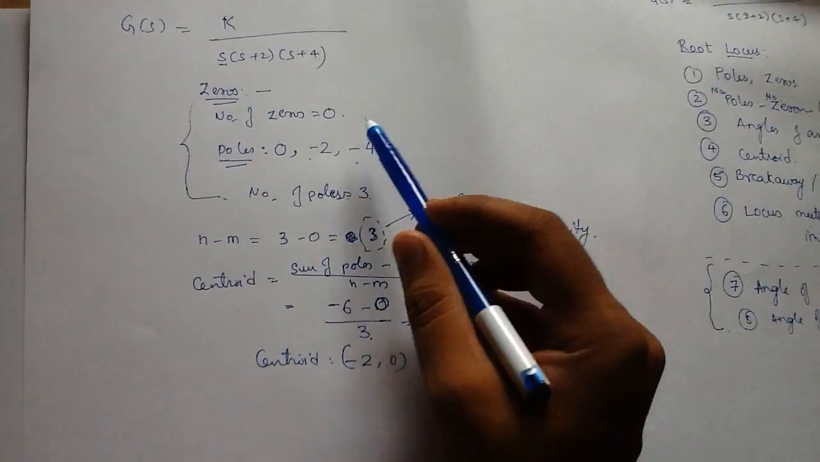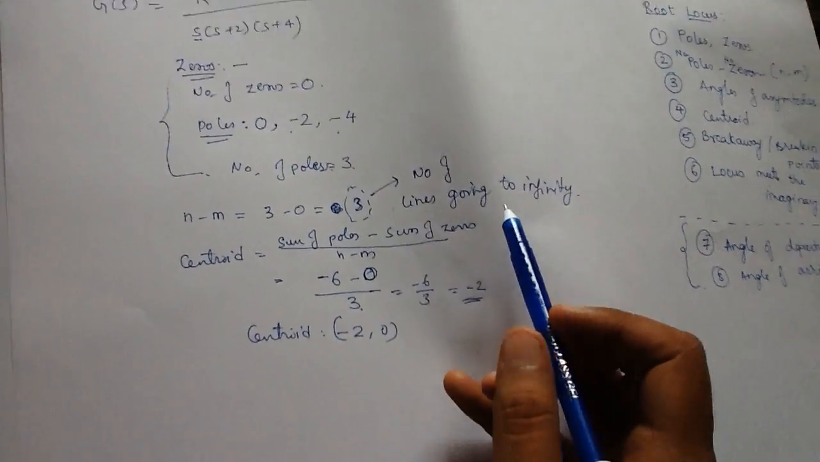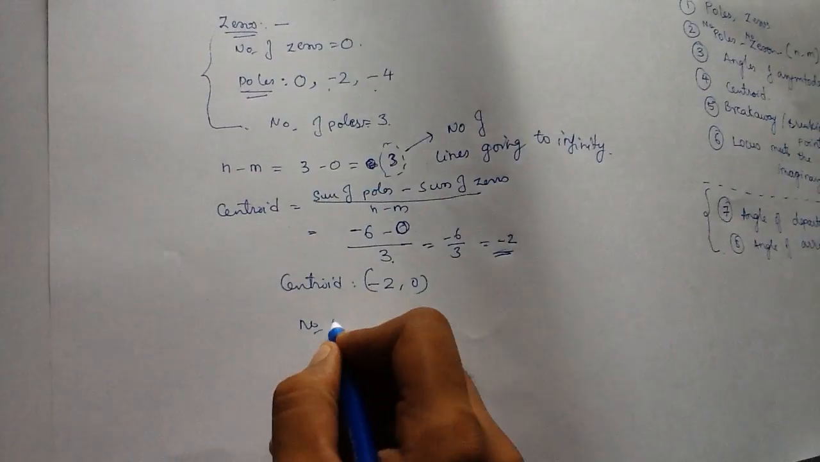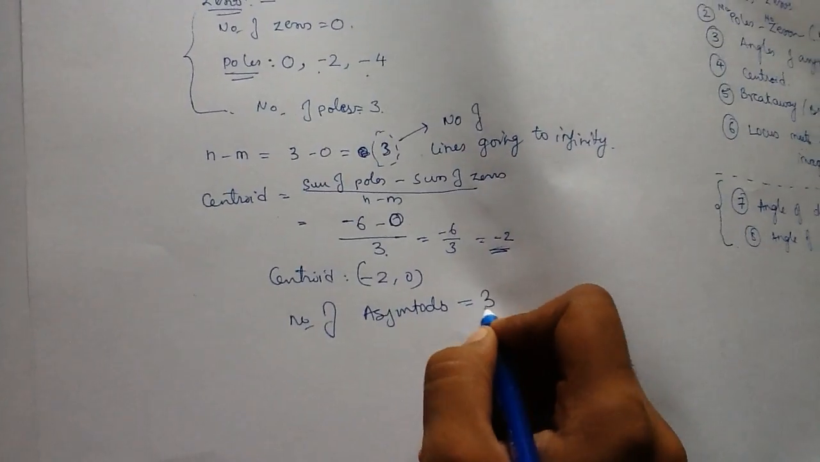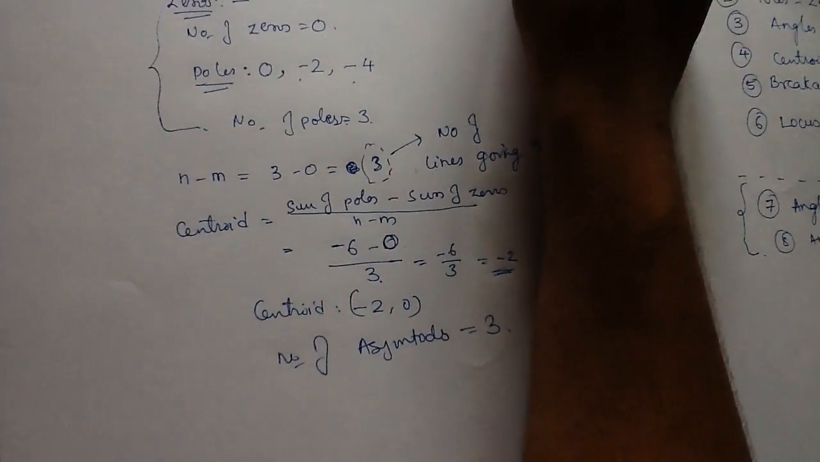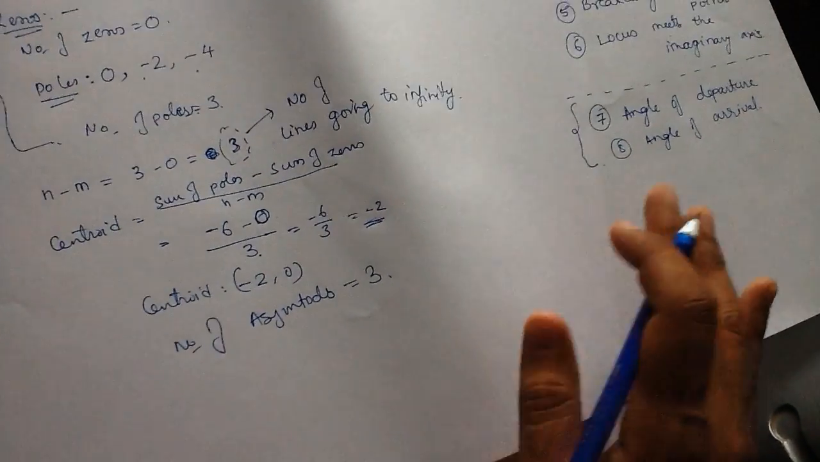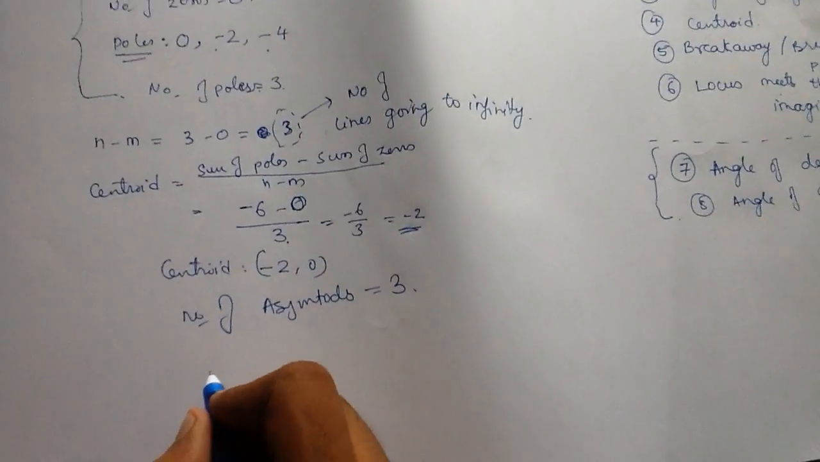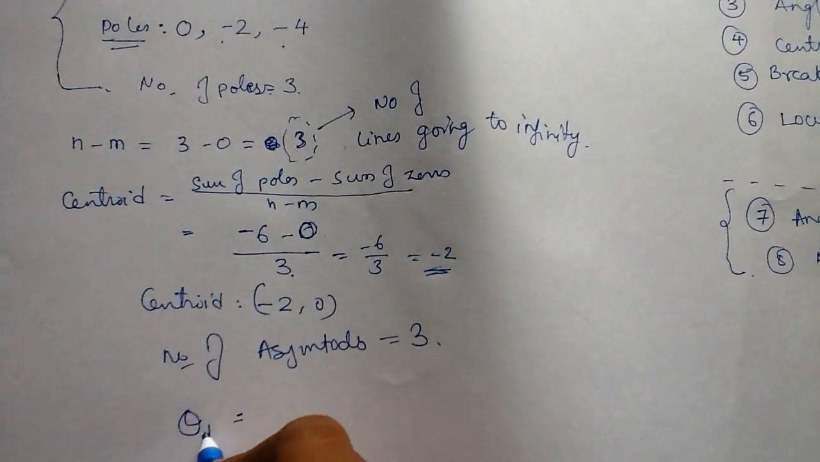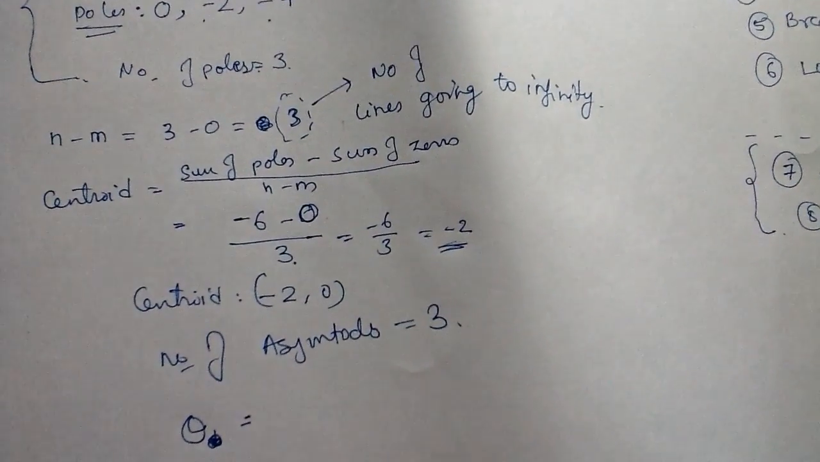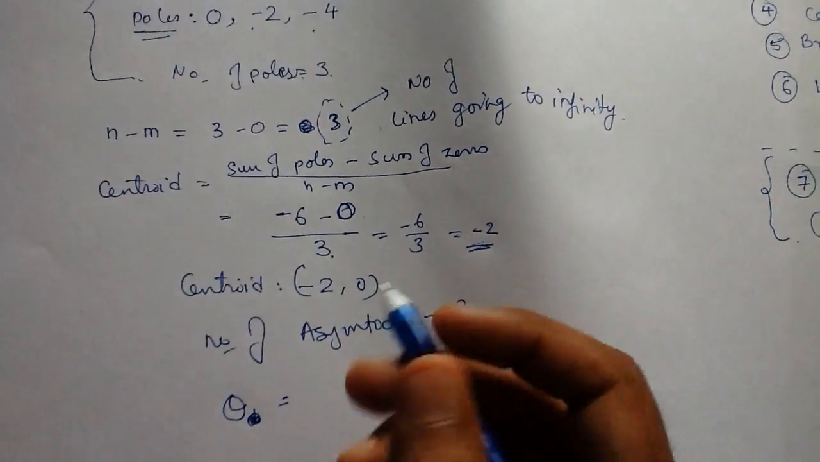So now we have found the number of poles, number of zeros, the centroid, and also 3 lines going to infinity. So the number of asymptotes will be equal to 3, which is the number of lines going to infinity. Now we know the number of asymptotes. We need to find the angles of asymptotes. Let me take the angle of asymptotes as theta. Let me not use a subscript d, because you might get confused with the angle of departure in my next video.